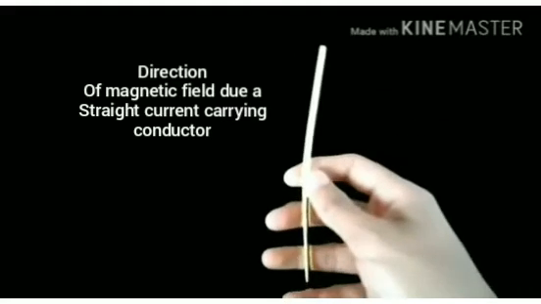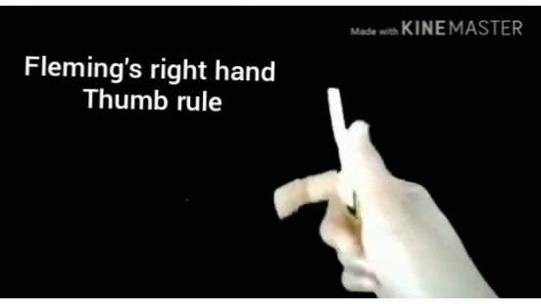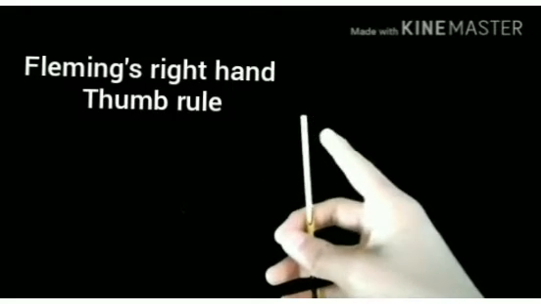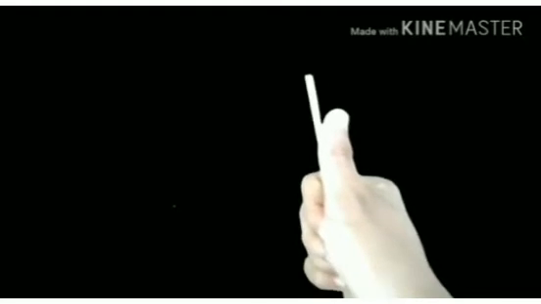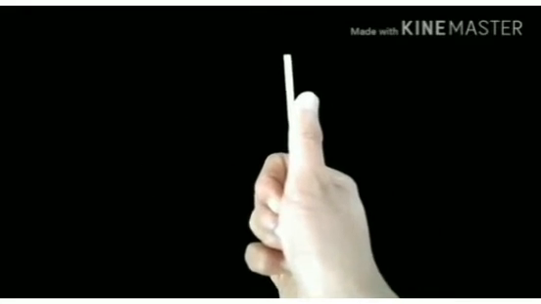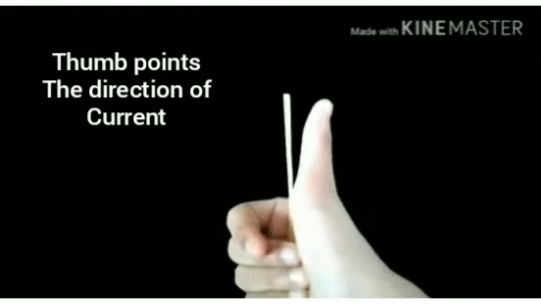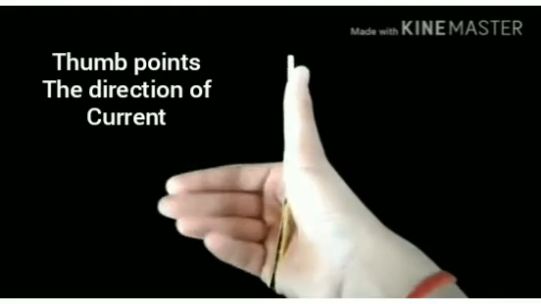We can find the direction of magnetic field due to a straight current carrying conductor by using Fleming's right hand thumb rule. According to this rule, let us consider this is the conductor, and hold the conductor in your right hand such that your thumb points the direction of current. Here you can see my thumb is pointing upward, so the direction of current is upward.